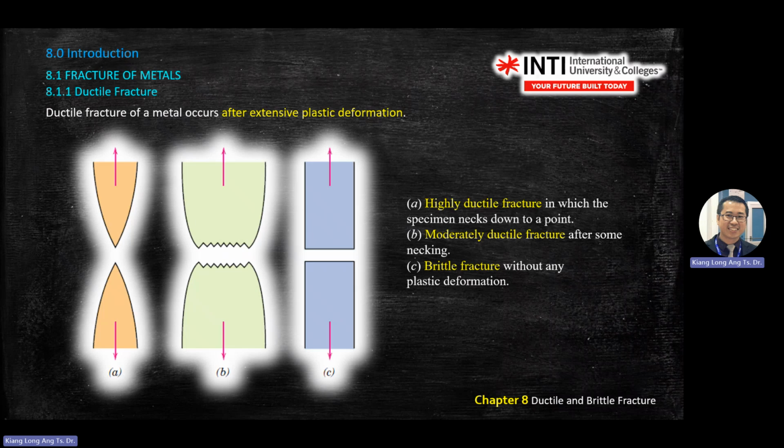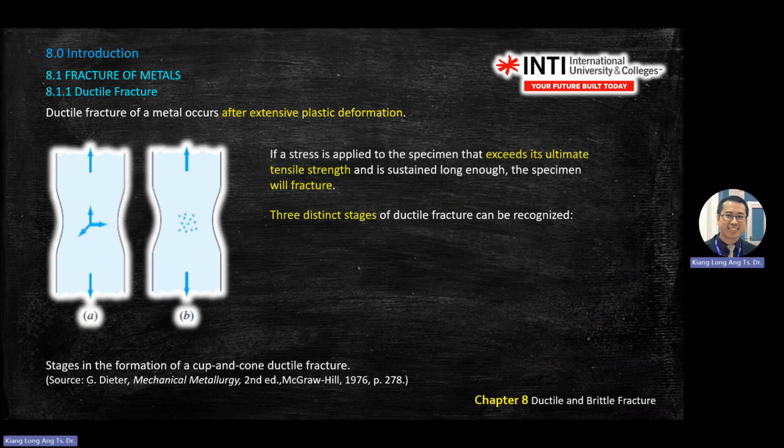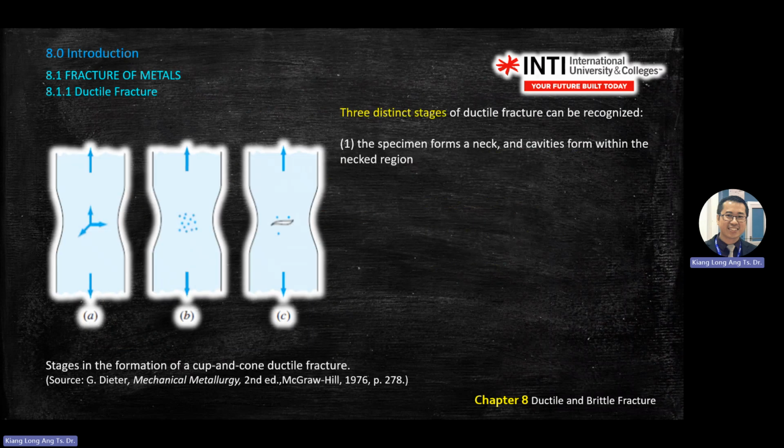Okay. So sometimes in the section A theory part, they ask you to describe or illustrate with a diagram on high ductility fracture, moderate fracture, and brittle fracture. So you draw these three diagrams. 2 marks, 2 marks, 2 marks, 6 marks. Okay. So this is some theory part.